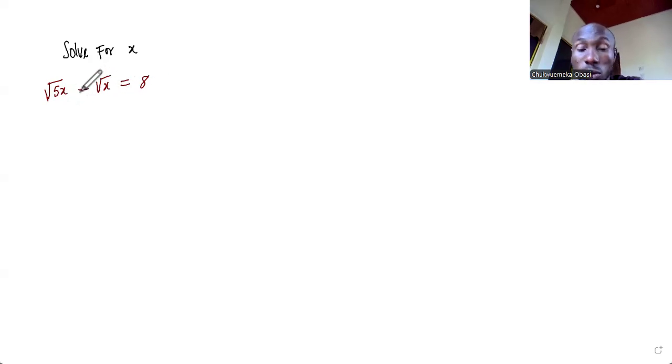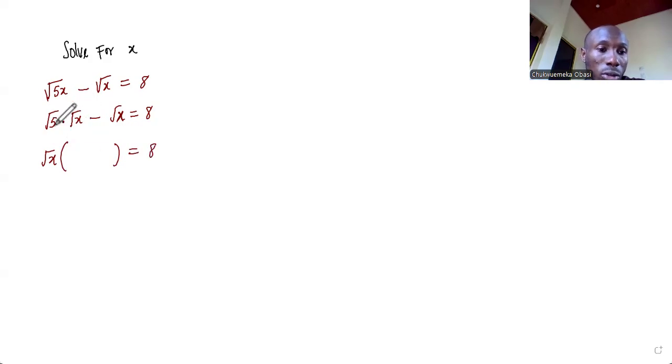The first thing I would like to do is to separate the root for 5x. This is the same as writing square root of 5 times square root of x minus the square root of x equal to 8. You can see clearly that we can easily factor out root x from here, because that is what we want to find. So let us factor out root x because we want to find x.